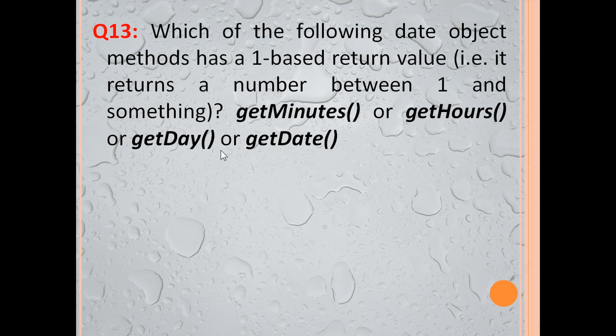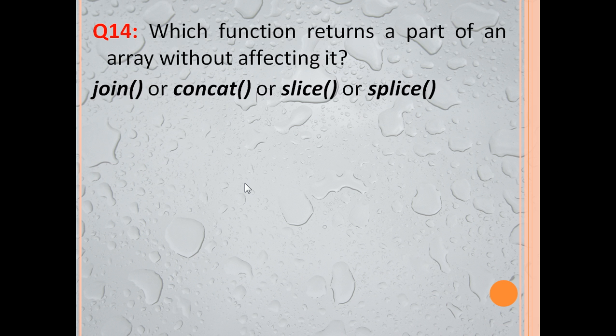Which of the following Date object methods has a 1 based return value? That is, it returns a number between 1 and something. getMinutes, getHours, getDay, or getDate? The answer is getDate, because it returns a number between 1 and 31 depending on the date value. Which function returns a part of an array without affecting it? Slice.